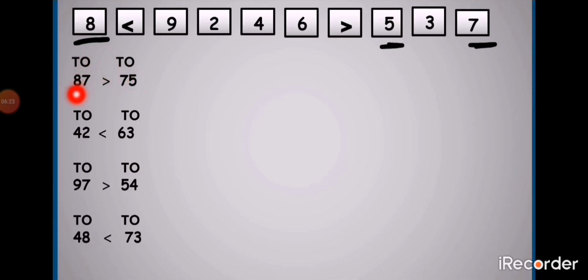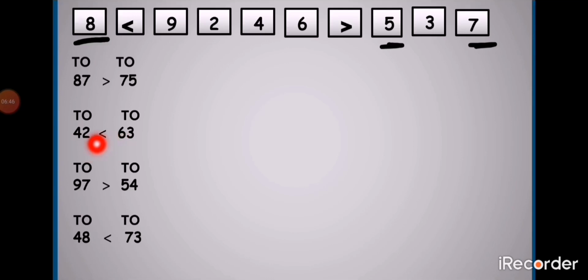Now look at the tens. This number has 8 tens, this number has 7 tens. And so 87 has more tens and more ones than 75. So we can say 87 is greater than 75. So we put that sign. The open side is towards 87 and the pointed side is towards 75. So we can say 87 is greater than 75.